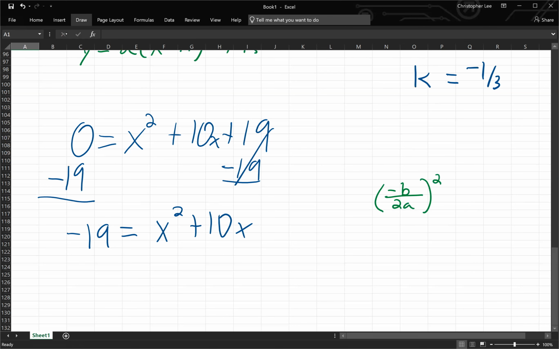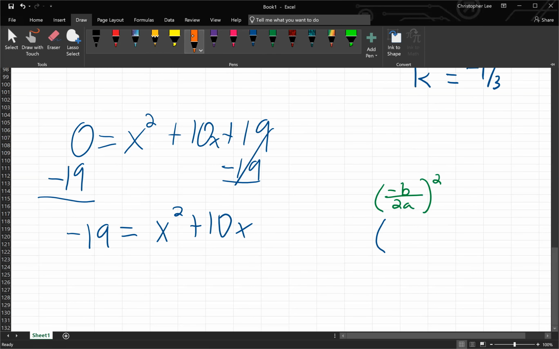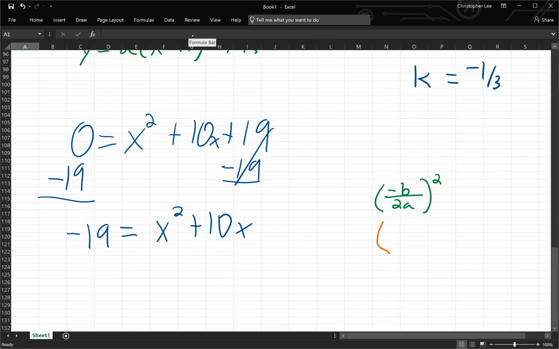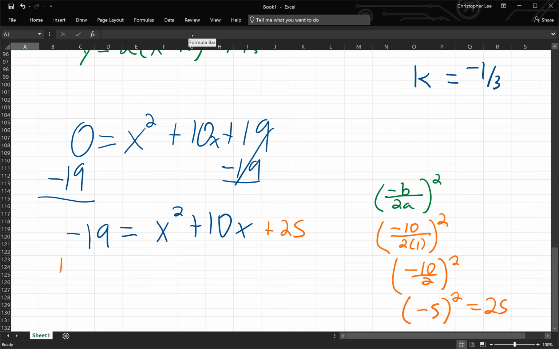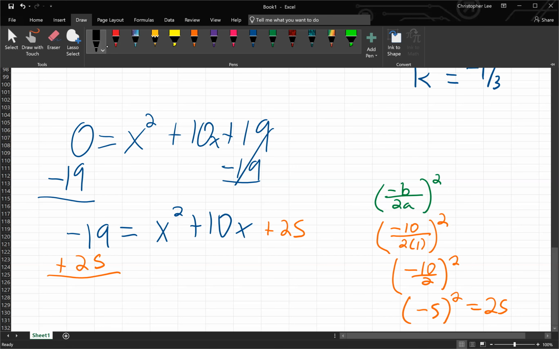All right. Just plug it in. This is going to be negative 10 over 2 times 1 squared, right? Call that negative 10 over 2 squared. Call this negative 5 squared. Call that 25, right? After I do that, you want to add that to both sides of the equation. So I'm going to add 25 here. I'm going to add 25 here. And when I do that, let's look at what I have. I have, whew, what's that, 6?